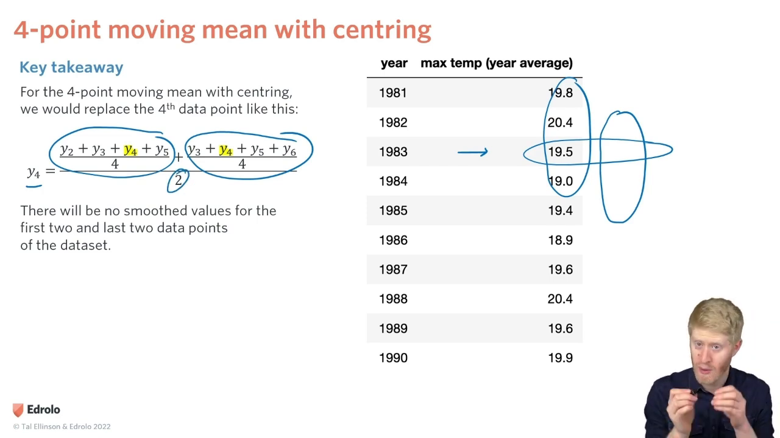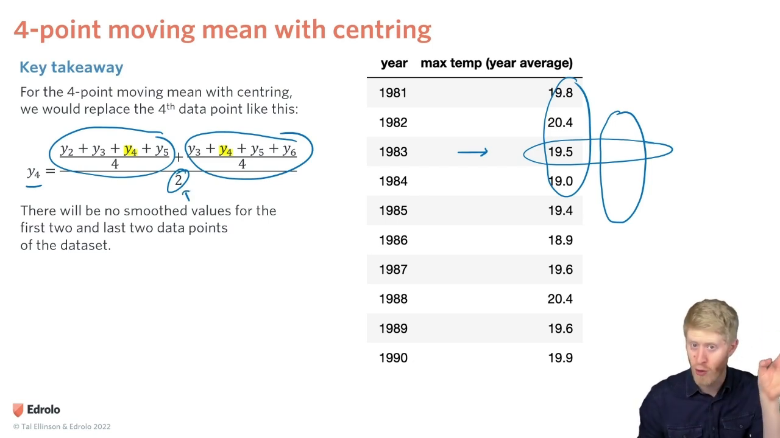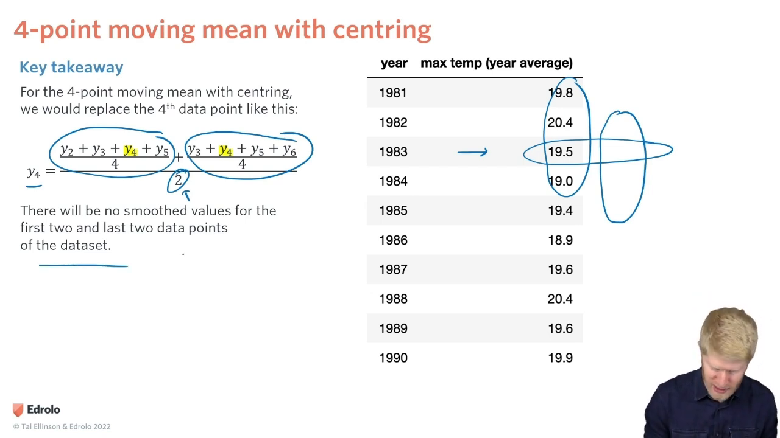with centering. Notice that when we center, we're always just taking the average of 2 numbers, so it doesn't matter that it's 4 on the top, it's always going to be a 2 on the bottom. And there are some certain points that we can't find the smoothing means for. In this case, it's going to be the first 2 and the last 2.